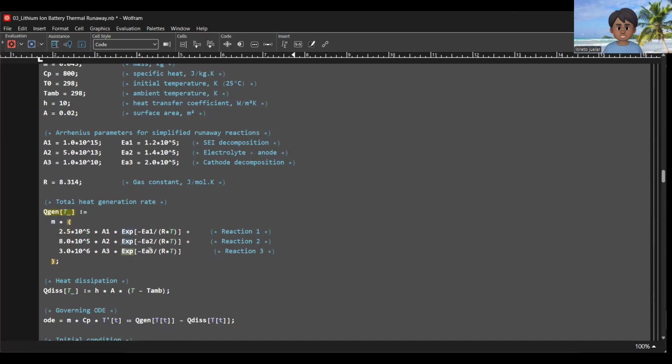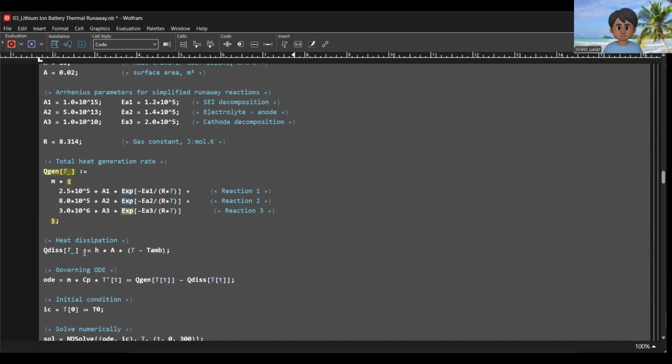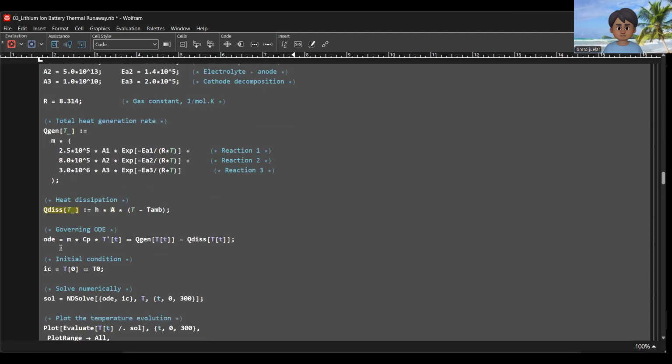We have the exponential. It means the activation energy over R times T. So R here is the universal gas constant, and T here is the absolute temperature. So we have the amount of heat lost here. This is the convection coefficient times the area. We have the temperature minus the ambient temperature.